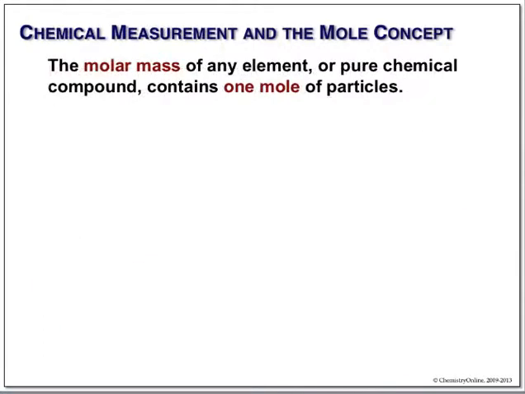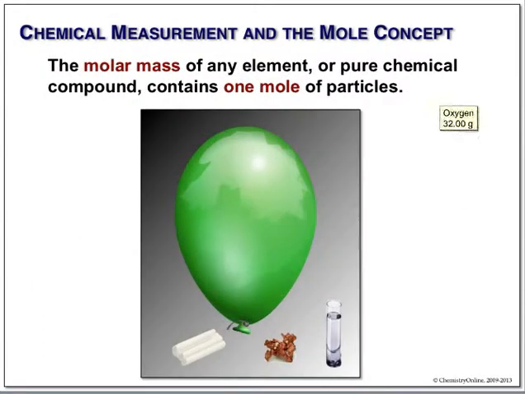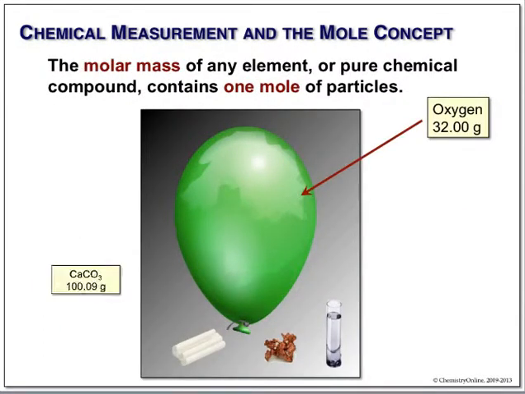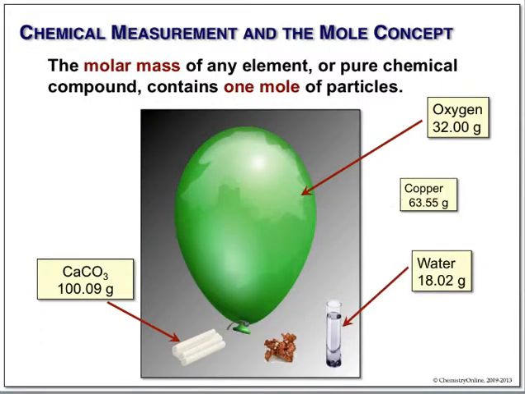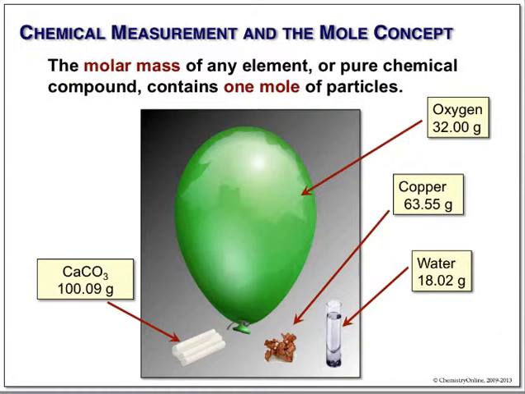Now this is a very important concept. If you look at this little picture here, this balloon contains 32 grams of oxygen. The vial is 18 grams of water. We have calcium carbonate, we have 63 grams of copper. Each of these represents 1 mole of the compound or element. This is what's going to allow us to do simple quantitative calculations for chemical reactions.